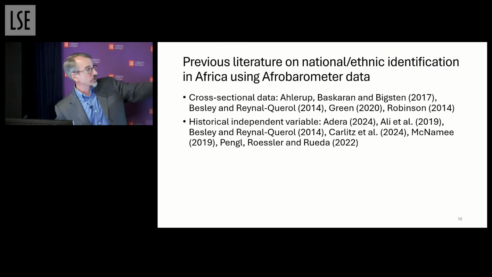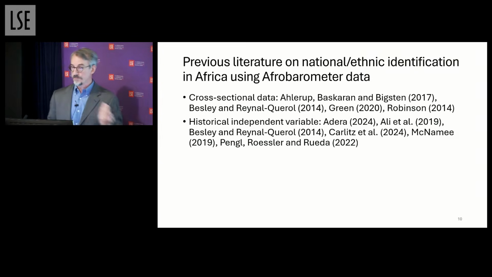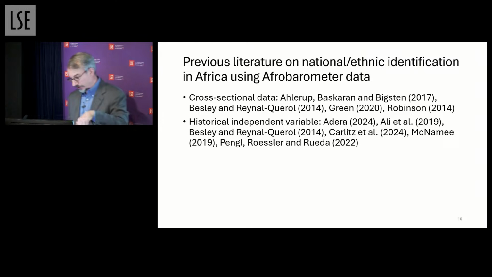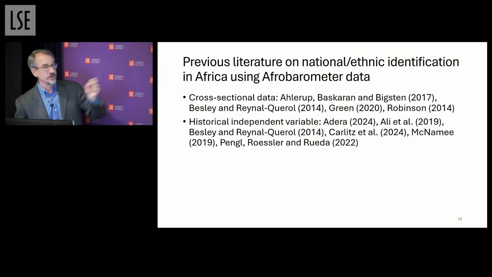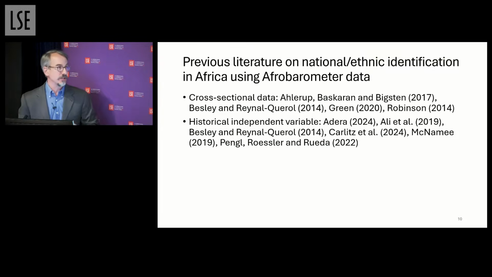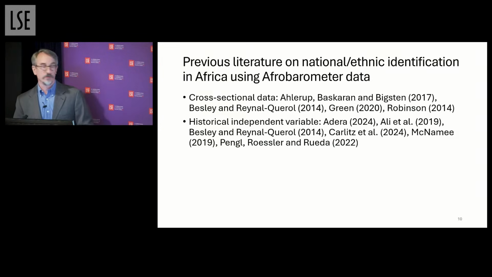We also have interesting work on historical independent variables. Historical meaning determinants of national identity that happened before the surveys were done. Again, I won't go into detail, but one thing I'll mention is Carlet's paper, co-authored with another LSE graduate, Amit Marjaria, written about Tanzania. That's an interesting case where they're looking at the effect of the Ujamaa policy, a villagization that took place after independence in Tanzania, and they argue that the Ujamaa policy under Julius Nyerere, villagization, has had a positive effect on people's identification with the Tanzanian nation. Tanzania is often talked about as a case study of high levels of national identity in Africa.